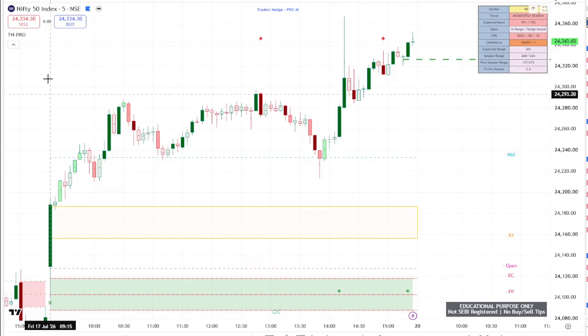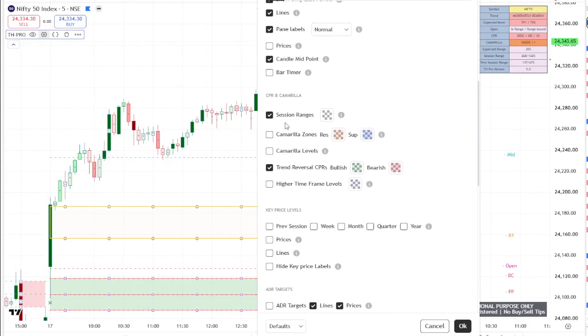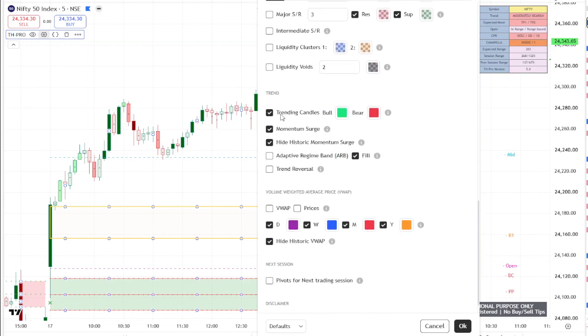So this is all about the default, enable trending candles, and by default the momentum surge is also shown. This momentum surge is not a buy or sell kind of trigger, okay, but these are the zones of importance, and it shows exactly where the bearish and the bullish momentum surge is coming.